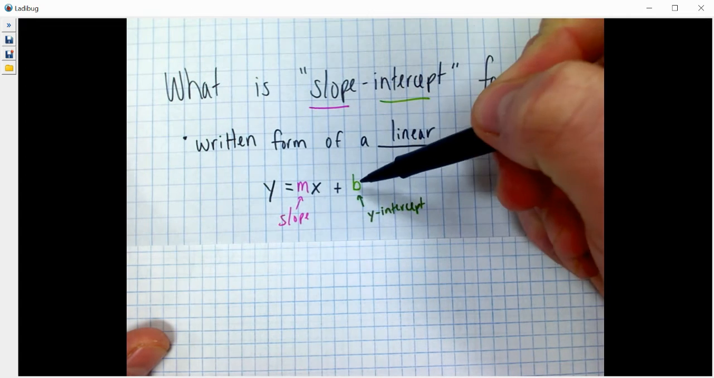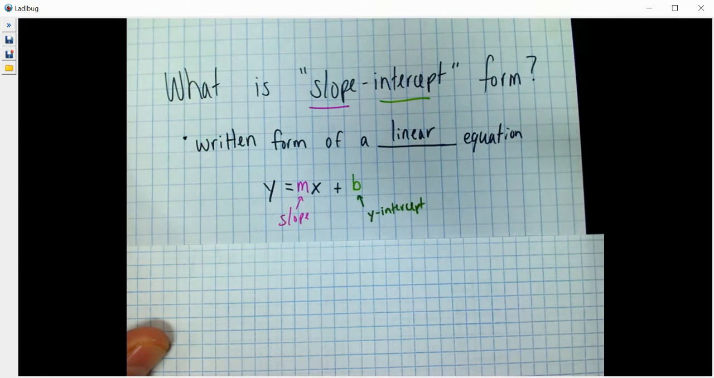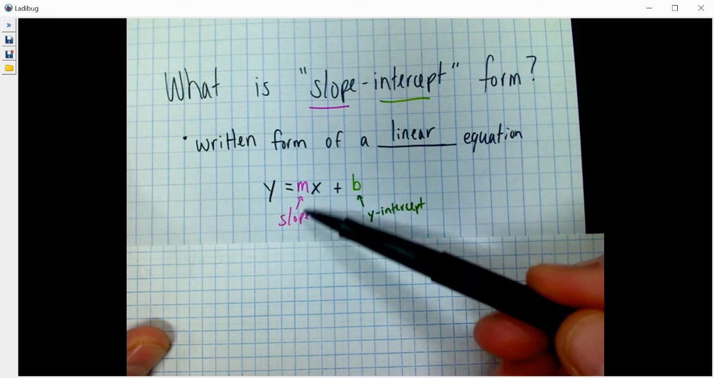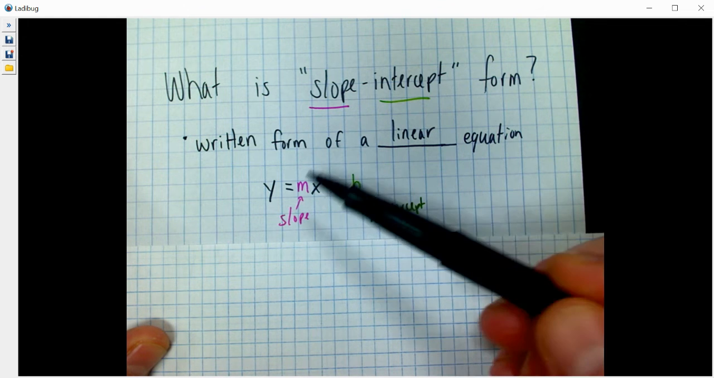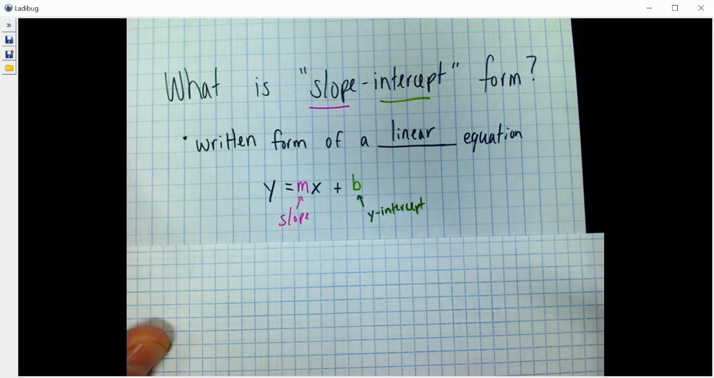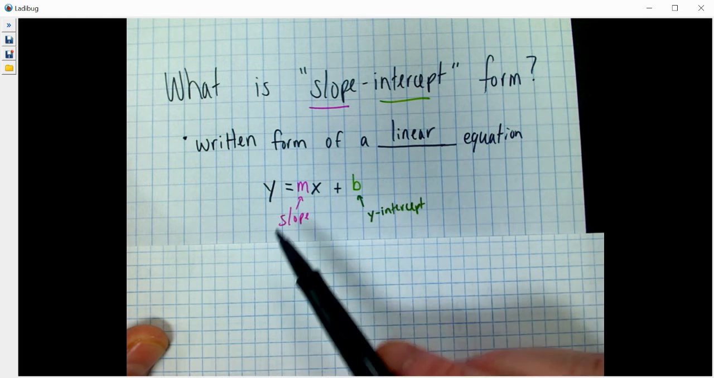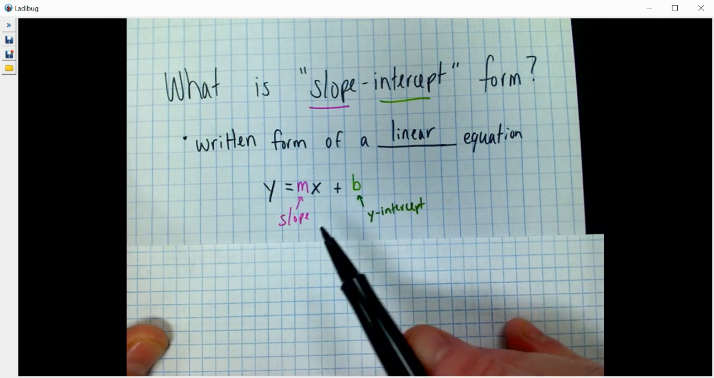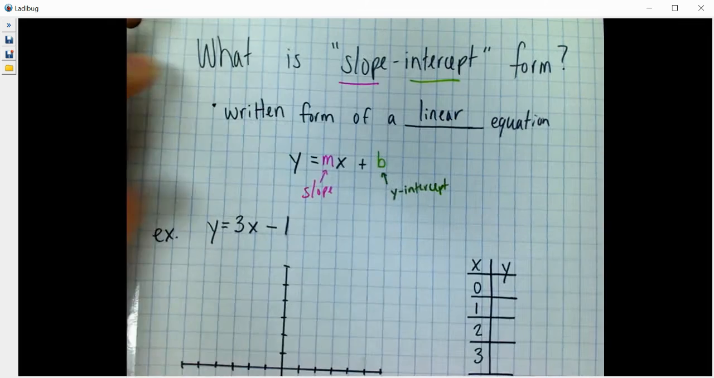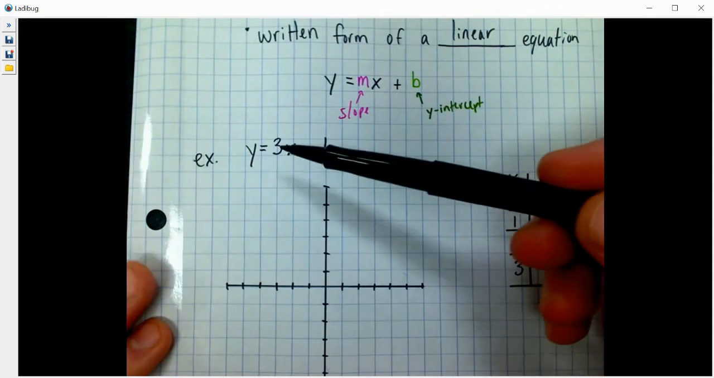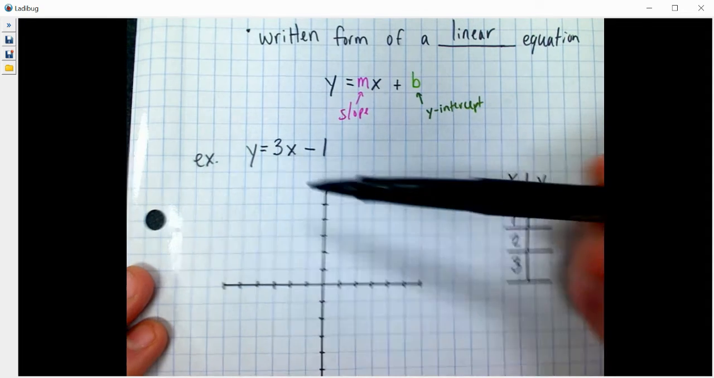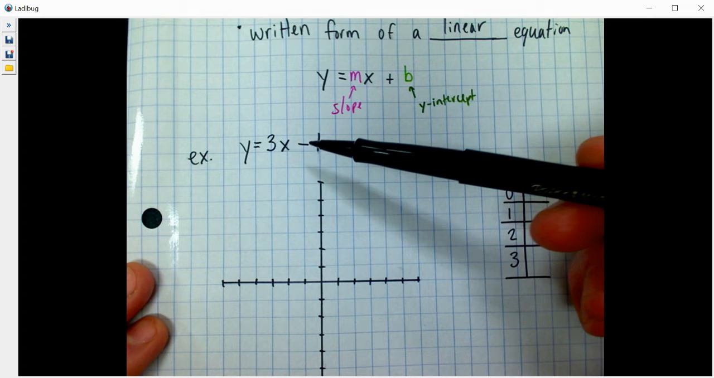Y, m, x, and b are all variables. They represent a number. But in this case, the m is the slope, and the b is the y-intercept. Let's look at an example to really better understand slope and y-intercept. Let's say you're given this linear equation, y equals 3x minus 1.